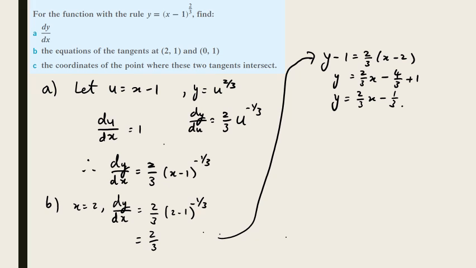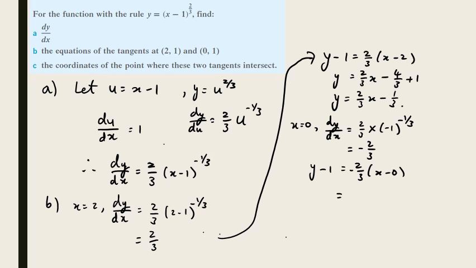So same thing with (0, 1). dy/dx is equal to 2/3 times negative 1 to the power negative 1 on 3. Now, because it's a cube root, it's going to be negative 1. So then we get negative 2 over 3. So then same thing. So y minus 1 equals negative 2/3 this time, times x minus 0. So then we get y equals negative 2 over 3 x plus 1.